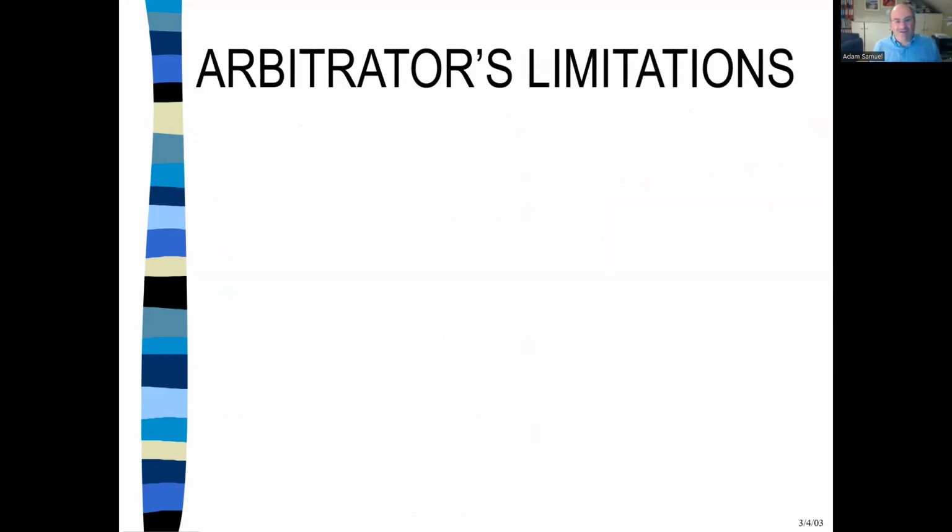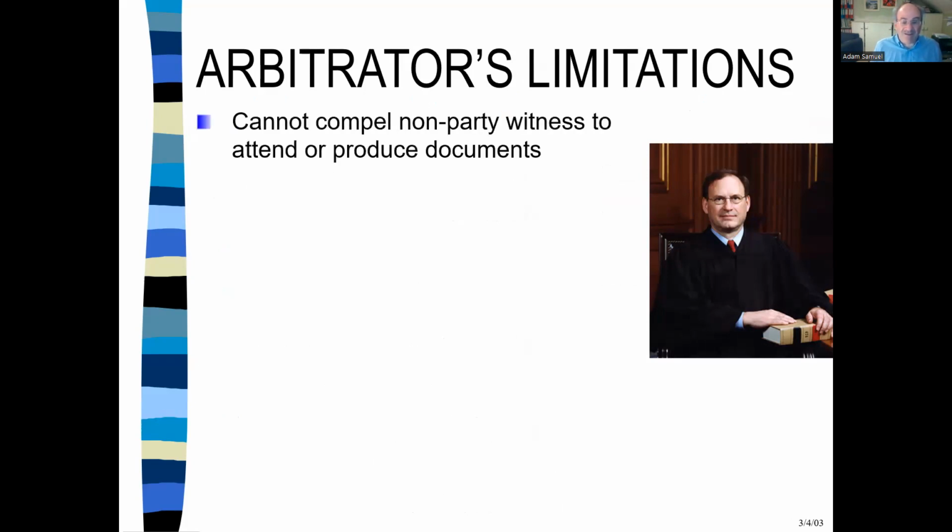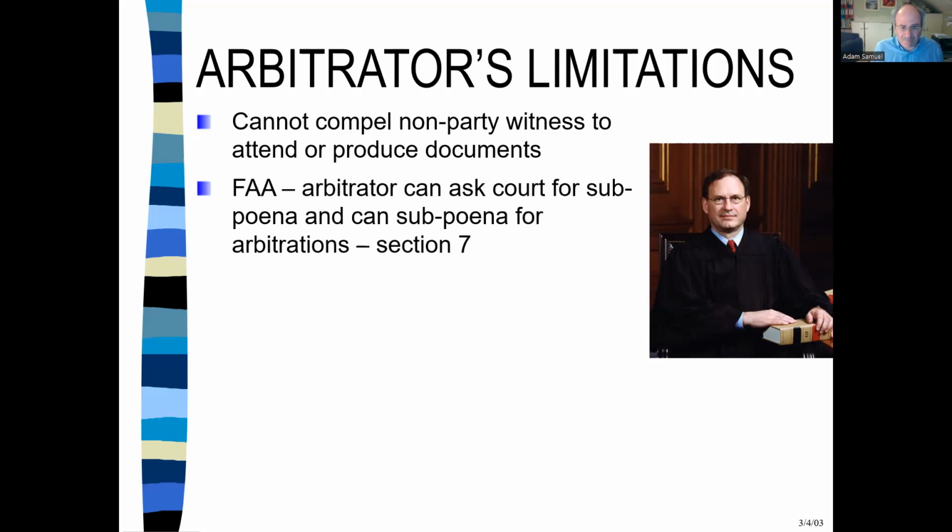There are limitations on the arbitrator's powers. That, by the way, is John Roberts, the Chief Justice of the US Supreme Court, and also an arbitration practitioner. You can't get non-party witnesses to turn up, and that's a problem for which you may need a court order. And the provision is made under Section 7 of the Federal Arbitration Act.